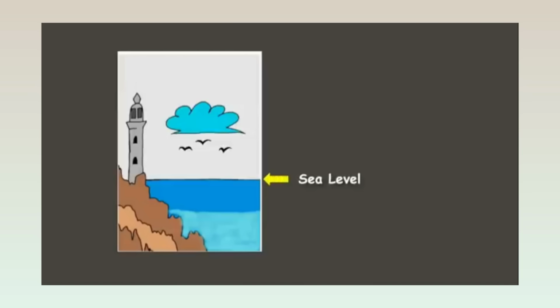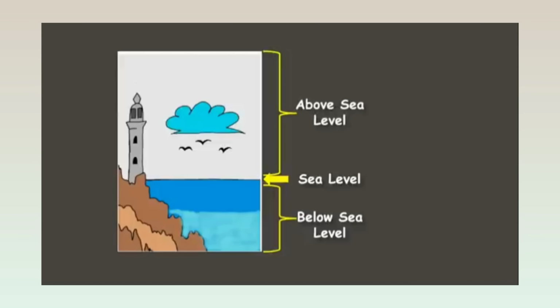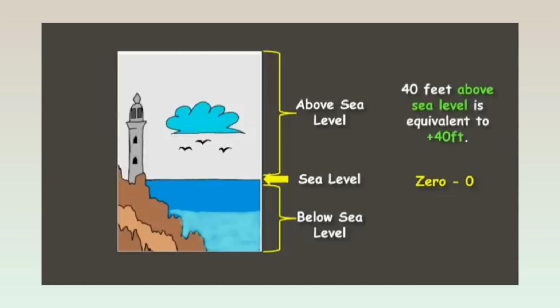If you see this, what do you observe? It's a sea level. Sea level is considered to be 0. So underneath it's below sea level, above sea we call it above sea level. Sea level is considered to be 0. Suppose 40 feet above sea level is equivalent to 40 feet, and 40 feet below sea level is called minus 40 feet.